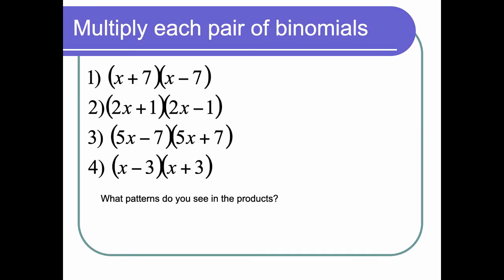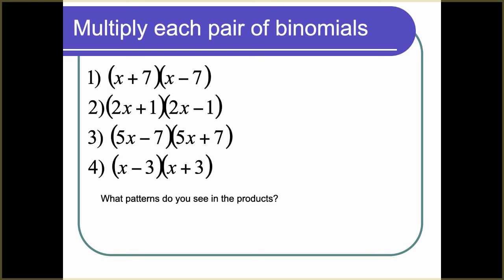Now we have a sum and a difference. You'll notice we have the same terms in each binomial, but one has a plus and one has a minus. So let's see what happens with these. If we have x times x, we get x squared. We have x times negative 7, we get negative 7x. We have 7 times x, we get a positive 7x. And then 7 times negative 7 is negative 49. This simplifies to x squared minus 49.